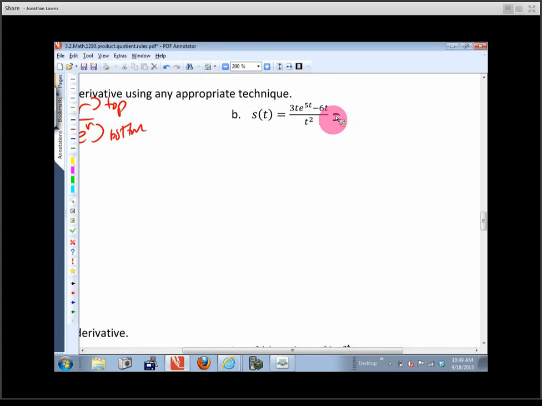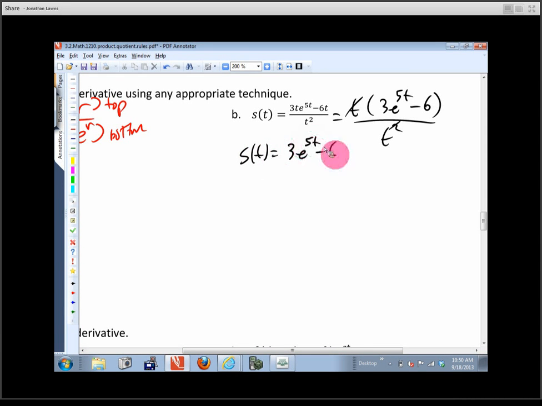Okay, so let's just do this. We're going to take out a t. I'm left with 3e to the 5t minus 6 over t squared. You can take out a 3, but you're not going to be able to cancel it with anything. So I'm going to cancel this with that. So s of t is the same as 3e to the 5t minus 6 over t. Did we do the algebraic simplification correctly? Make sure you did before you do the calculus on it.